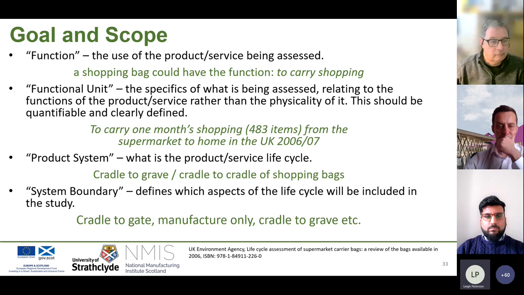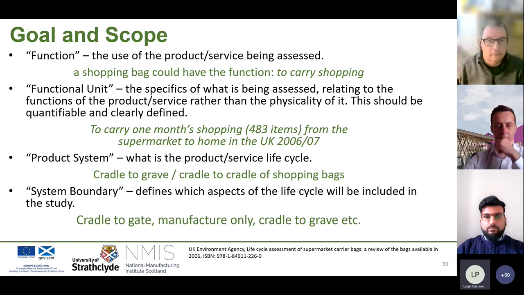The functional unit is where you try to be as specific as possible. So you're looking at what exactly it is that you're trying to assess. So for the example here, we're using to carry 1 month's shopping, which is 483 items from the supermarket to home in the year 2006-2007 in the UK. Again, this is taken directly from the UK Environmental Agency example. So you can see that they've gone into a very specific number there.